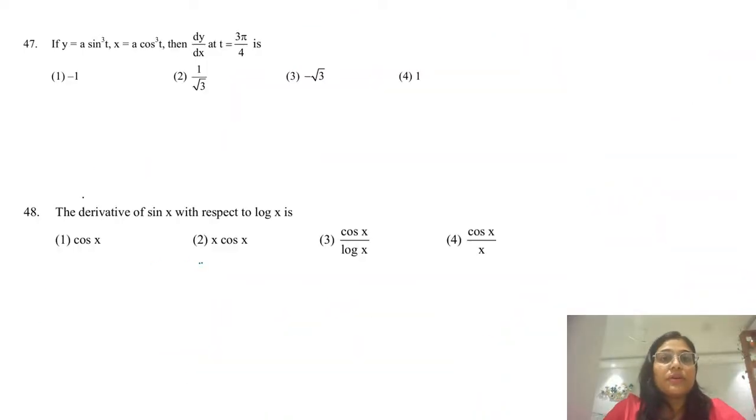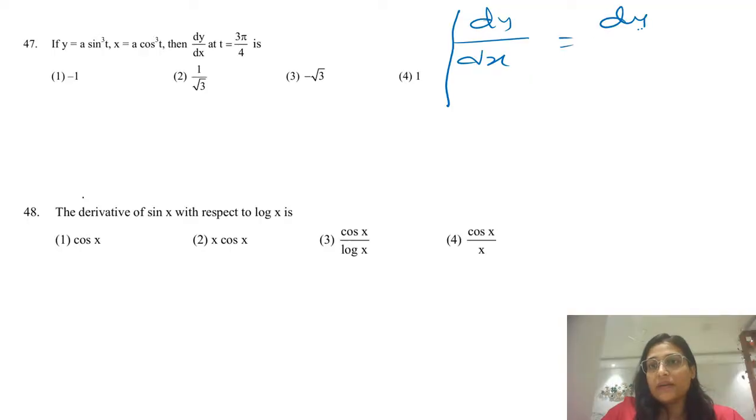Here we have to find out dy by dx. Very, very easy. Whenever two functions are given in parametric form, and we have to find the derivative of one with respect to the other, in that case we just write dy by dx as nothing but dy by dt whole divided by dx by dt.